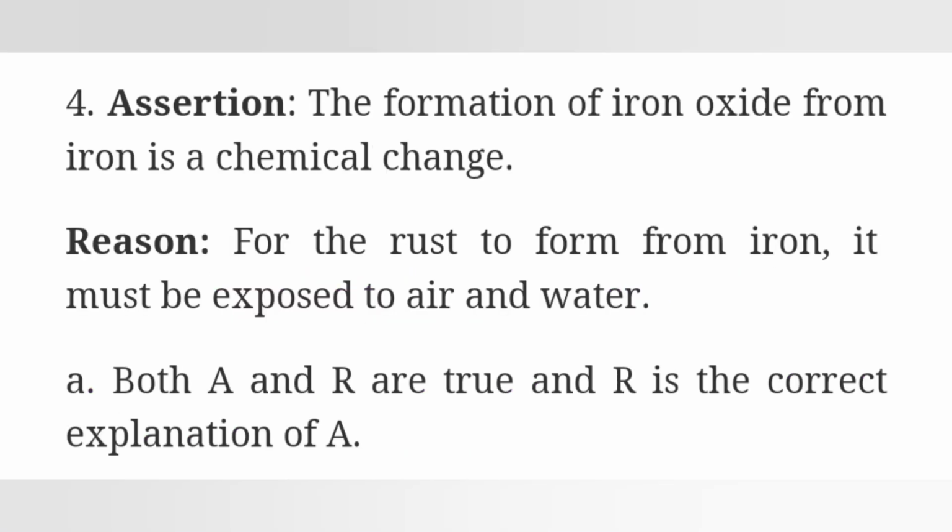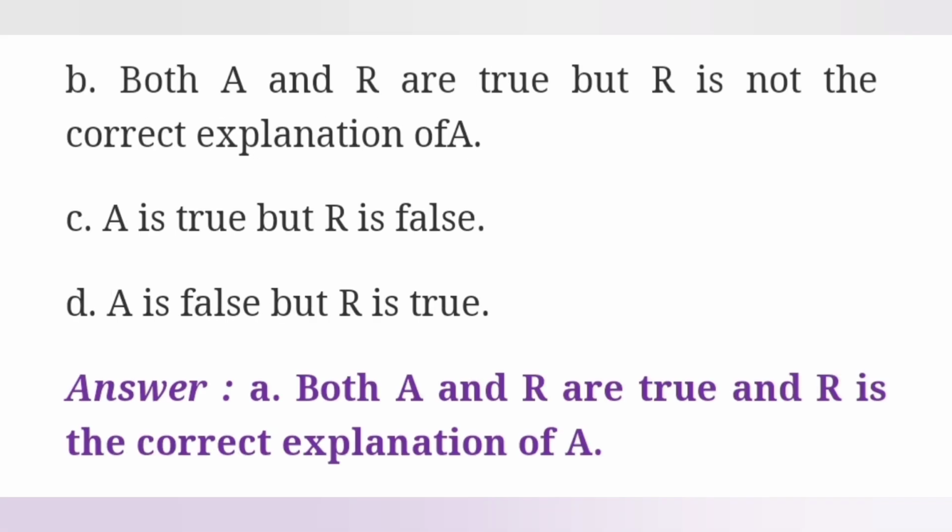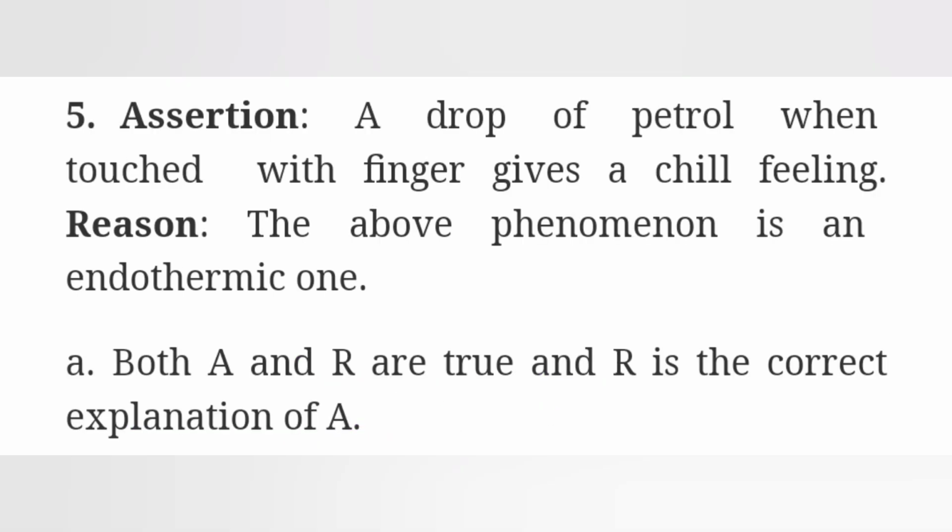Fourth one, assertion: the formation of iron oxide from iron is a chemical change. Reason: for rust to form from iron, it must be exposed to air and water. Answer option A. Both A and R are true and R is the correct explanation of A.